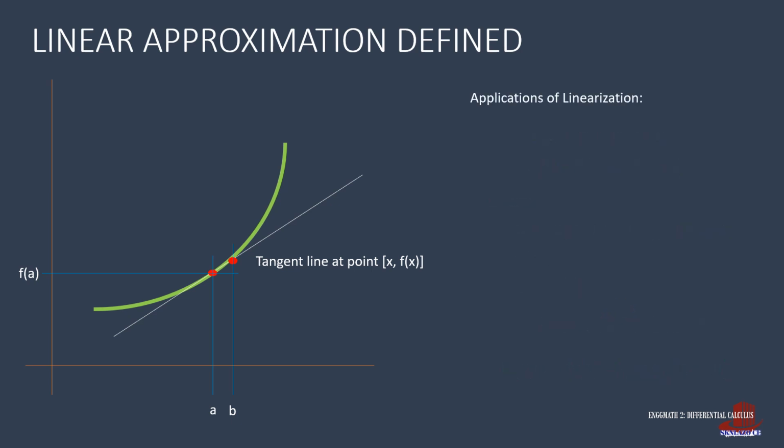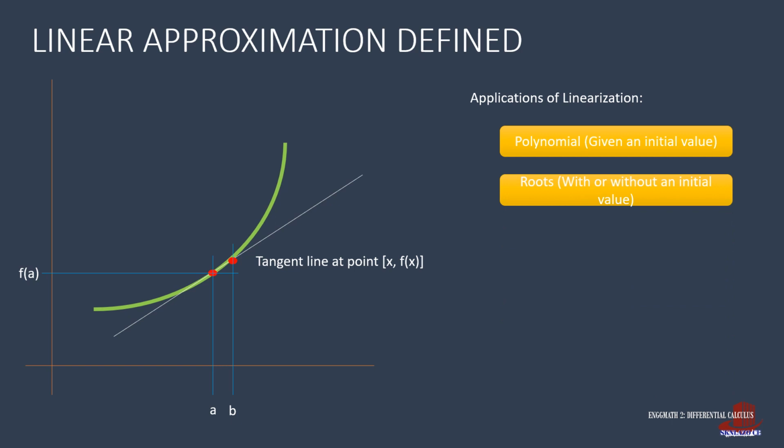There are different applications of linearization. They are used in polynomials where the initial value is given. They are also used for roots where the initial value may or may not be given. Another application is through exponential functions. The succeeding videos will showcase examples of each type.